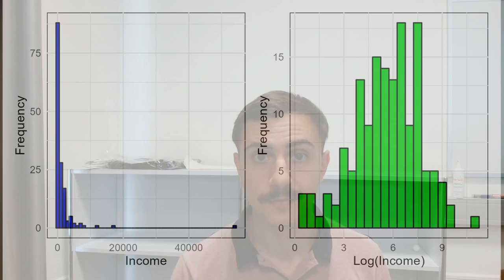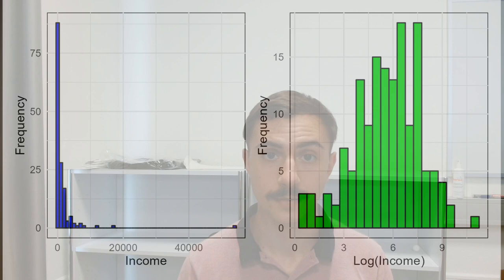Now, you can remove that problem with logs. On the left, I have raw incomes that I simulated. On the right is the same distribution, but with logs. It looks much nicer. Okay, now let's see that this transformation also removes our heteroskedasticity.